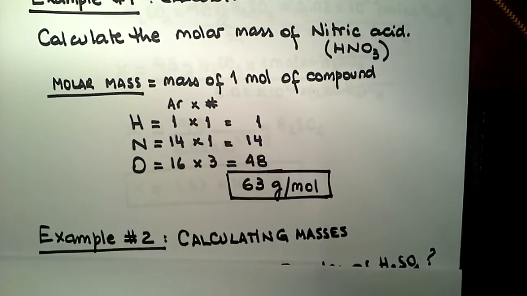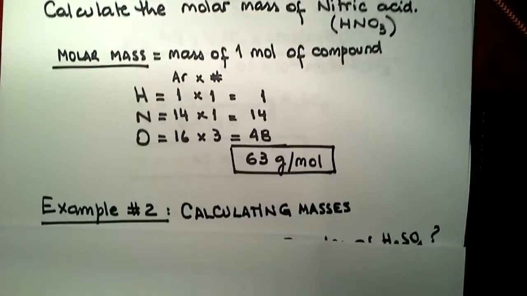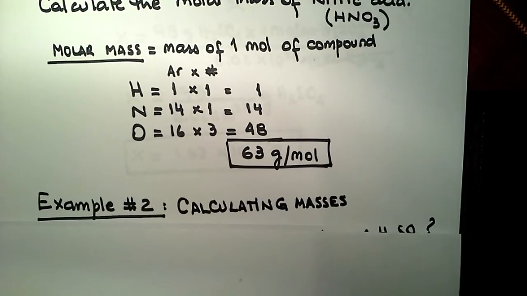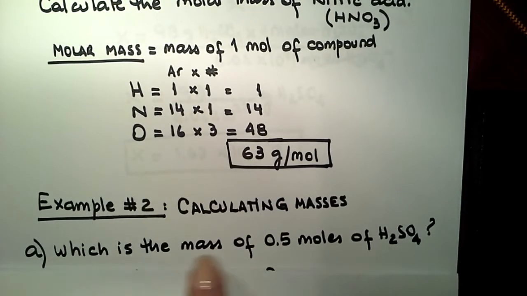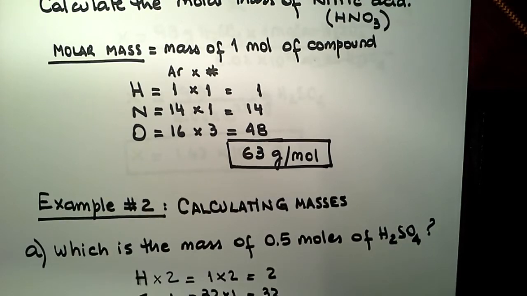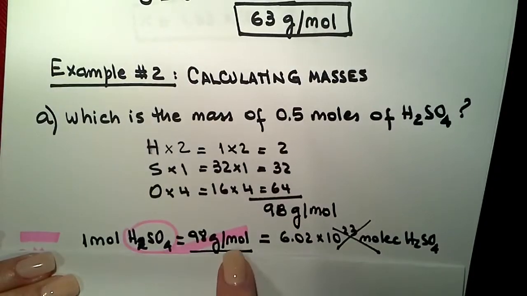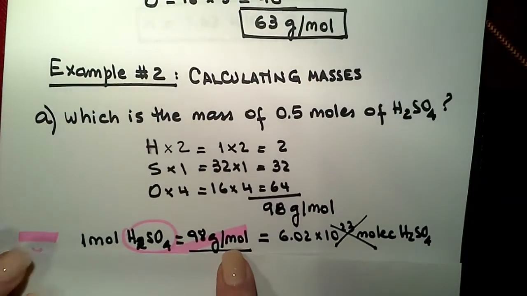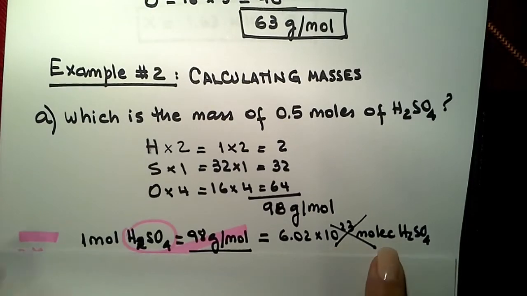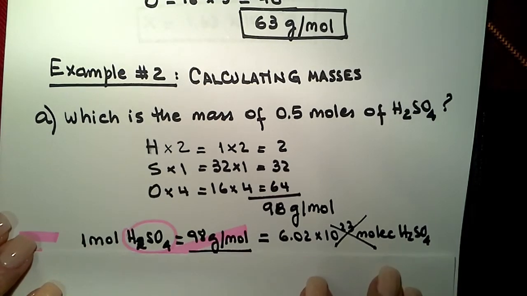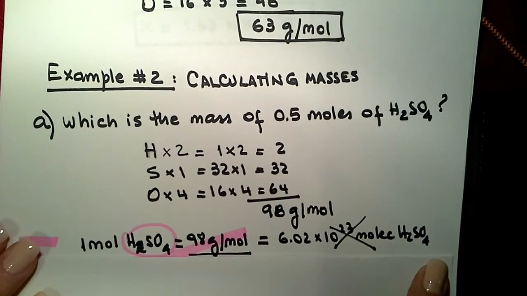In the second example, calculating masses, we have 2 options. First is going to be calculating the masses based on the number of moles that they give us. So we are going to use always the relationship of 1 mole of sulfuric acid is equal to 98 grams, and it contains 6.02 times 10 to the 23rd molecules of sulfuric acid. That is the relationship that we built in video number 1. If you don't understand where I got this from, please watch video number 1 again.